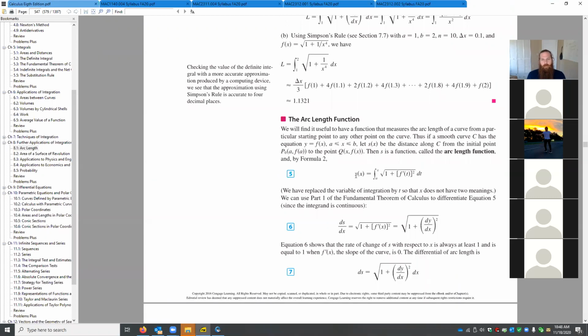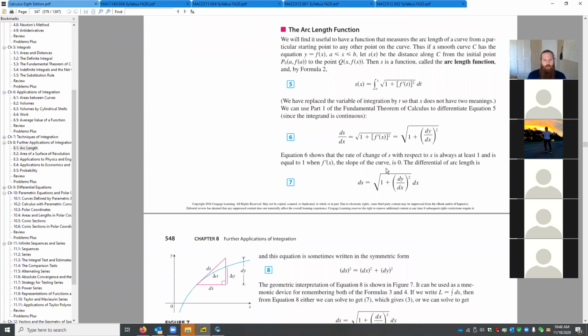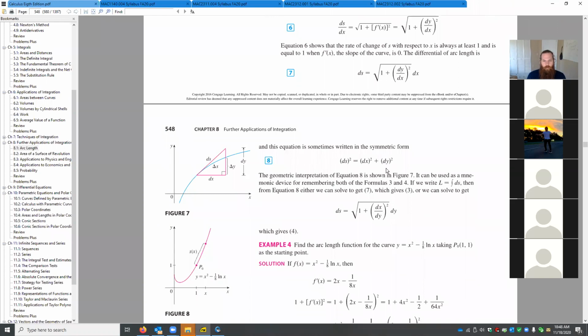You can define a function to be the arc length of some other function from a up to x. And this process is called parametrization. You can reparametrize a function by its arc length, although I don't think they ever do it here.